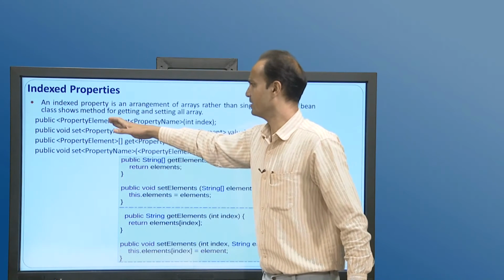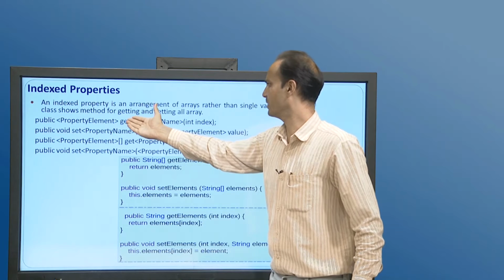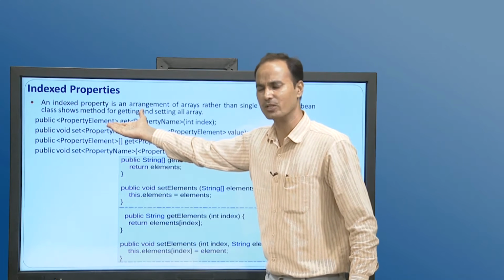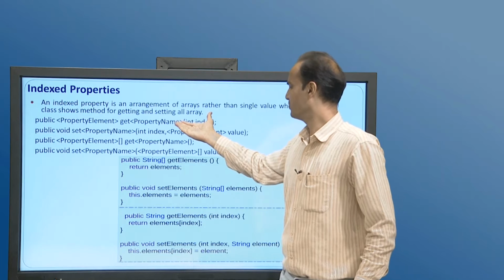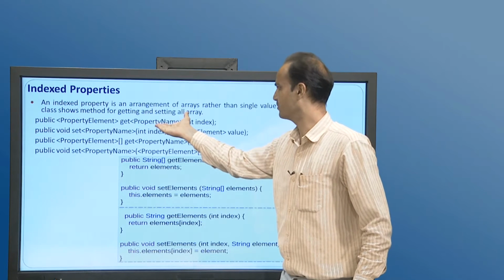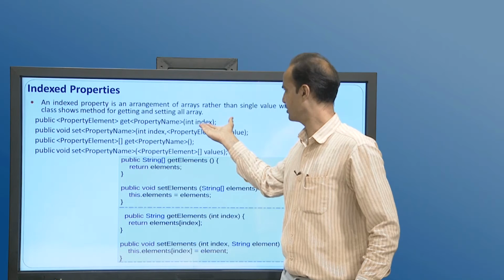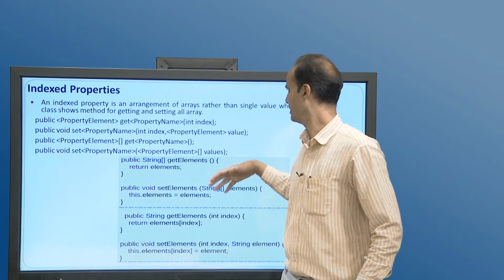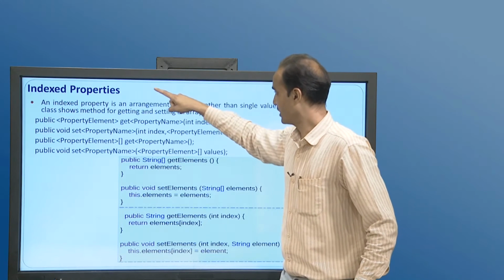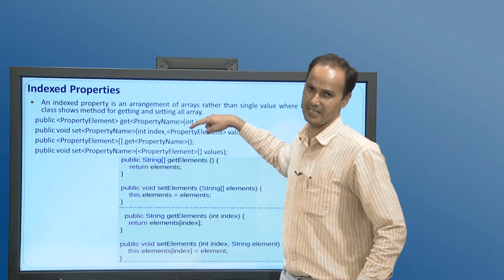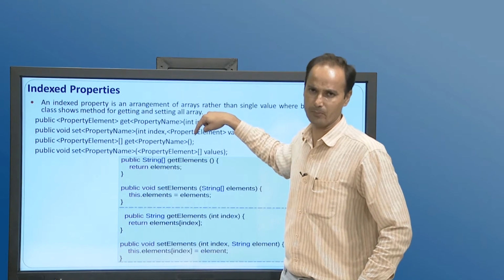So, the property element would be either public void set or get, with the type of the element, whether string, integer, whatever, and the property name that you want to specify, get name, set name, and the value you want to specify as an argument, either integer, string, whatever. But here, as we are talking about an indexed property, we will specify the index of an array.